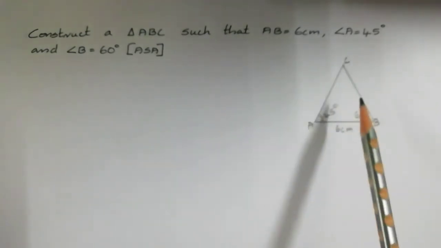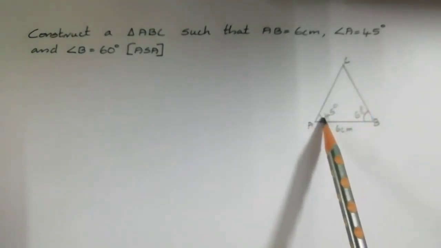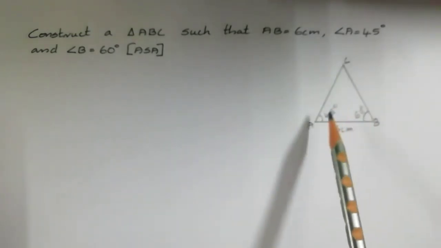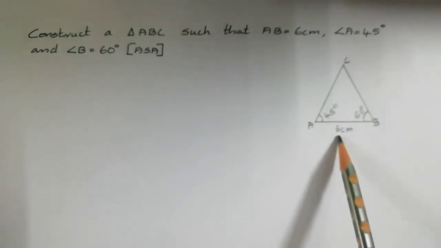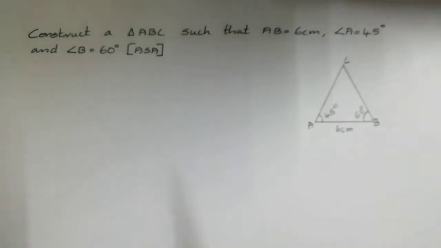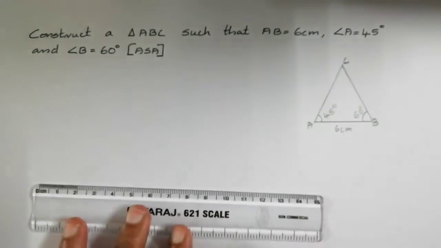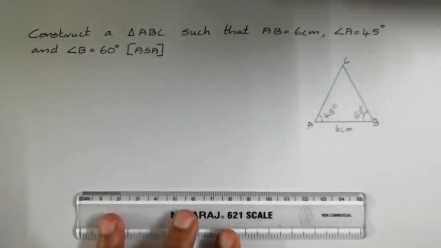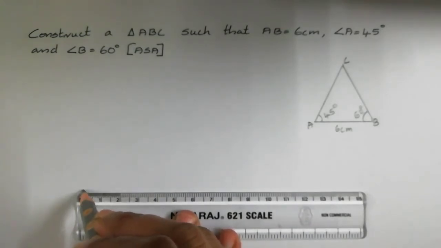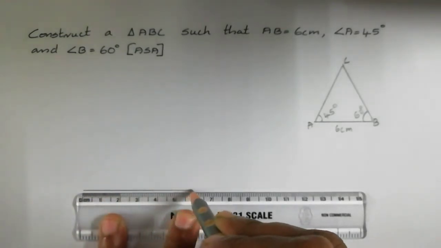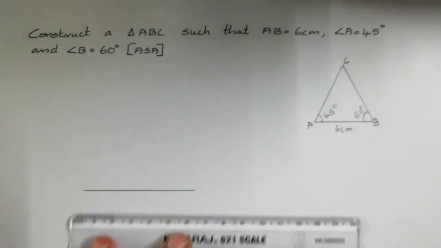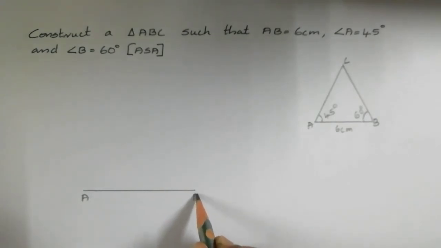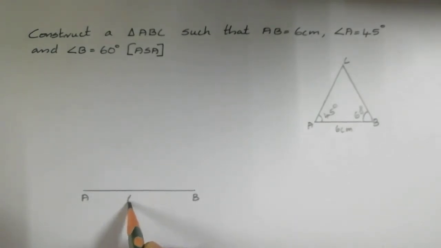First draw a rough figure. Triangle ABC. Angle A 45 degree, B 60 degree. Then AB included side, that is 6 centimeter. Draw a line segment AB equal to 6 centimeter. Mark here A, here B, then write here 6 centimeter.